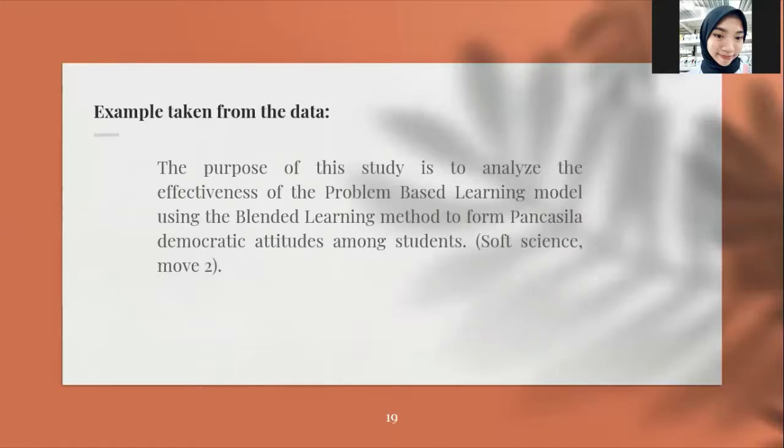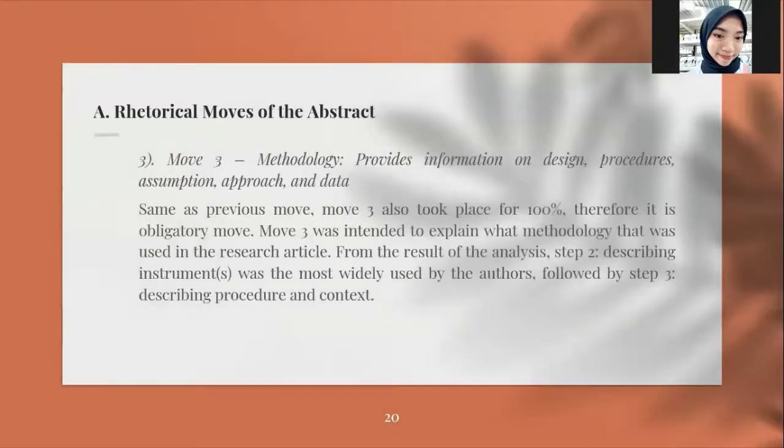Here is the example. Almost similar to research that has been conducted by Andika, Safnil, and Harahap, their research concern was analyzing journal article abstract written by postgraduate students in applied linguistics. In the findings section, it showed that the occurrence of move 2 was 91.7%.